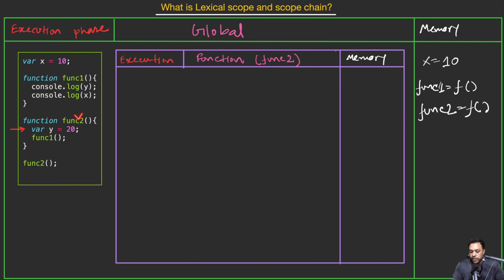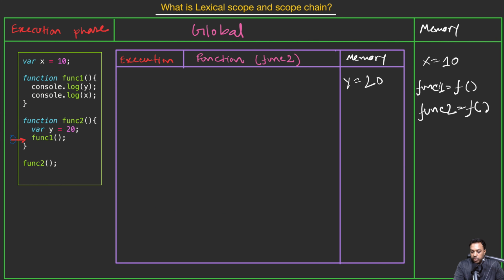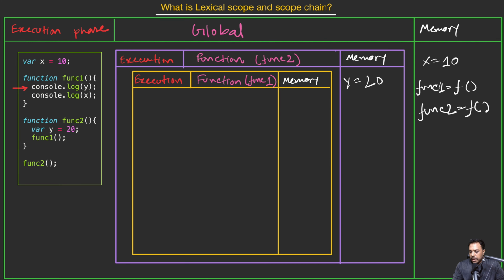Now the function 2 execution will start and here it is basically saving 20 in y. Okay, so let's do that. y is equal to 20. Now the execution will move and here it is calling function 1. So a new execution context will come into the picture and the pointer will move to function 1. And see, it is the function 1 execution context. Okay, so function 1 execution will start and in the first line it is basically console logging y.